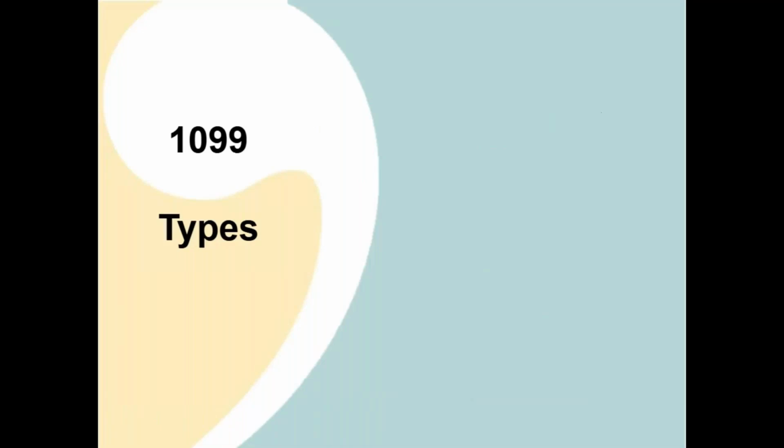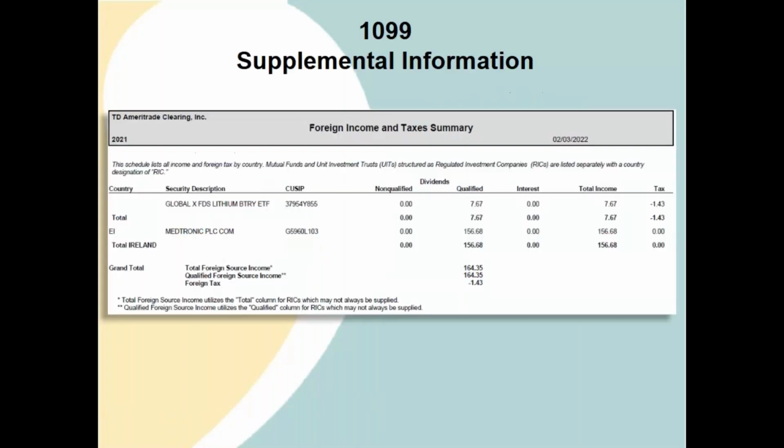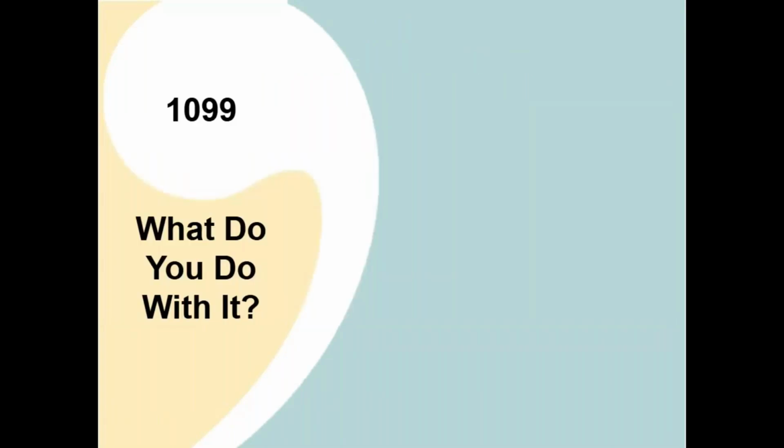There are many types of 1099s. Income from your investment activities will probably show up in one of 3 different types. A 1099 INT will report your interest income. A 1099 DIV will report your dividends. And a 1099B will report your stock sales and your capital gains and losses. In addition to those things, you may find supplemental information such as foreign company details that you will need to report your taxes correctly.